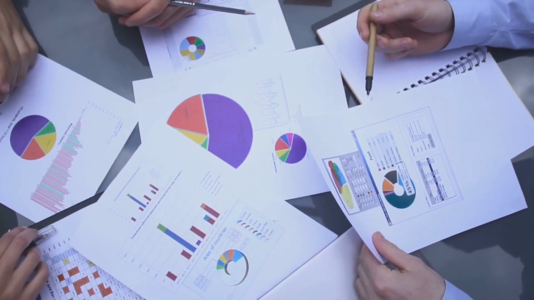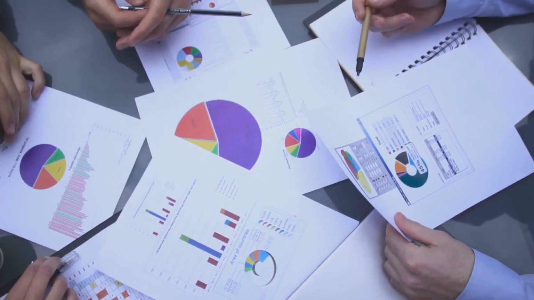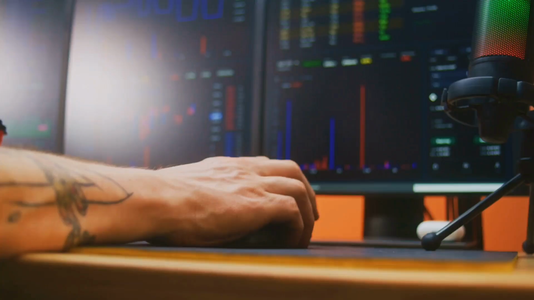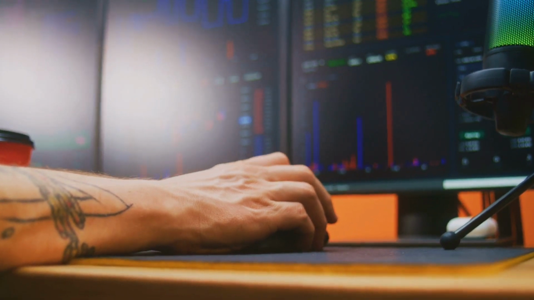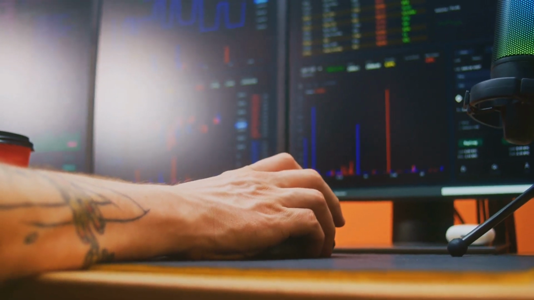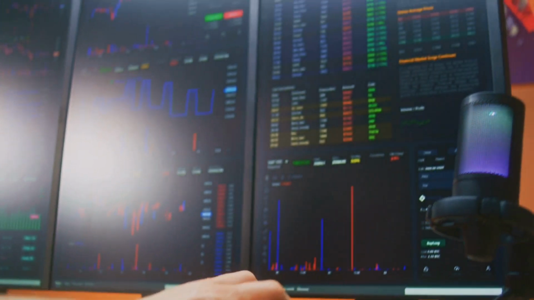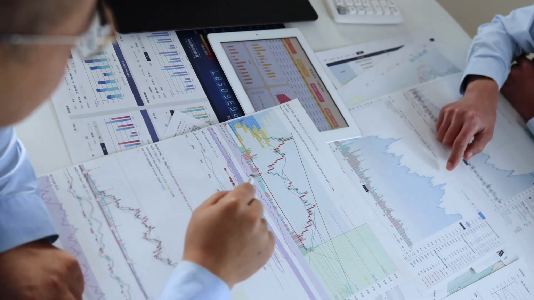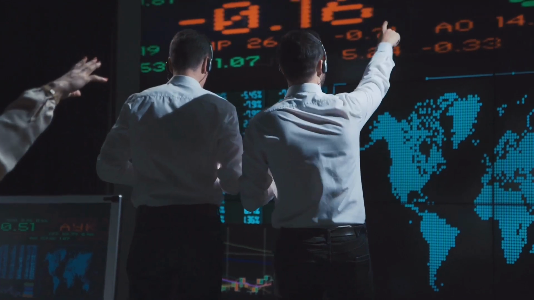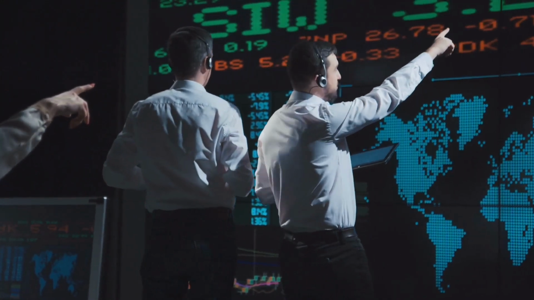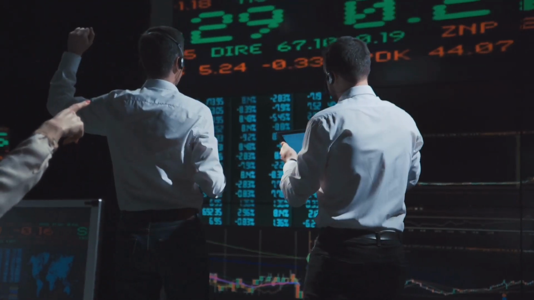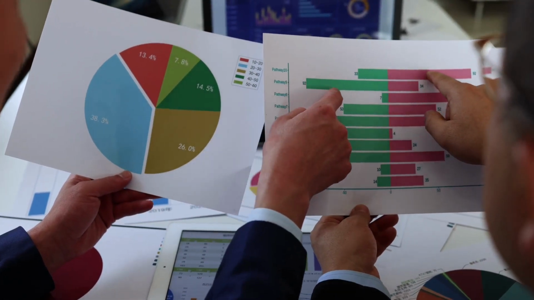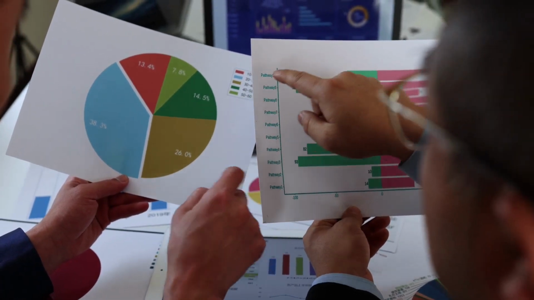Across asset classes, include a mix of stocks, bonds, real estate, and cash to balance growth and stability. Within asset classes, for stocks, diversify across sectors like technology, healthcare, and energy. For bonds, include both government and corporate bonds with varying maturities. Across geographies, invest in domestic and international markets to capitalize on global growth opportunities. Adding alternative investments. Consider commodities, private equity, or cryptocurrencies for added diversification.